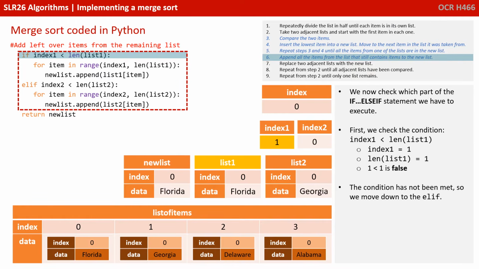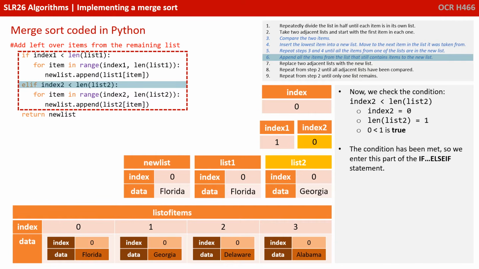So we move on now to appending all the items from the list that still contains items, and we hit an if-else-if statement. So first we check the condition: index 1 is less than length list 1. Well, index 1 is 1, the length of list 1 is 1, 1 is less than 1 is false. The condition has not been met, so we move to the elif section. So we check index 2 less than len list 2. Index 2 is 0, len list 2 is 1, 0 is less than 1 is true. The condition has been met, so we enter this part of the if-else-if statement.